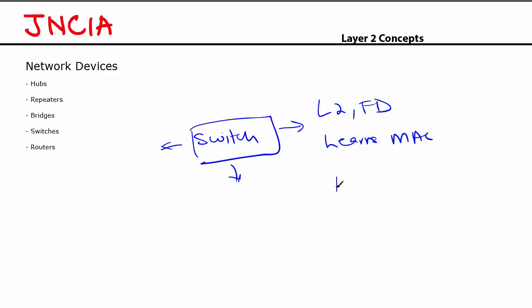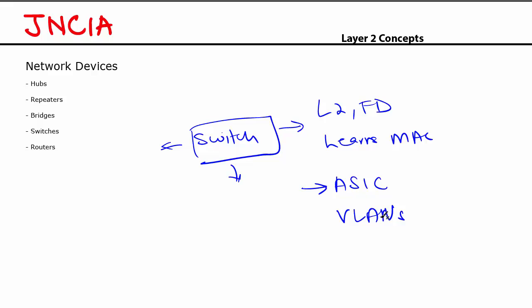Now on a bridge, frame forwarding was software based. On a switch, frame forwarding happens with specialized hardware known as ASICs. It stands for Application Specific Integrated Circuits. Don't worry, you don't have to remember that. Forwarding on a switch happens with specialized hardware known as ASICs, and the most important thing, switches support VLANs. A bridge does not support VLANs. So those are the differences between a bridge and a switch.